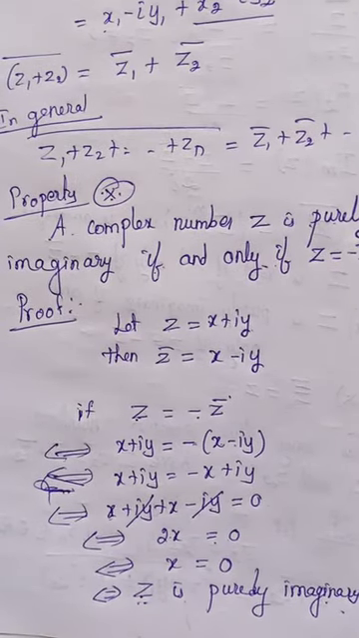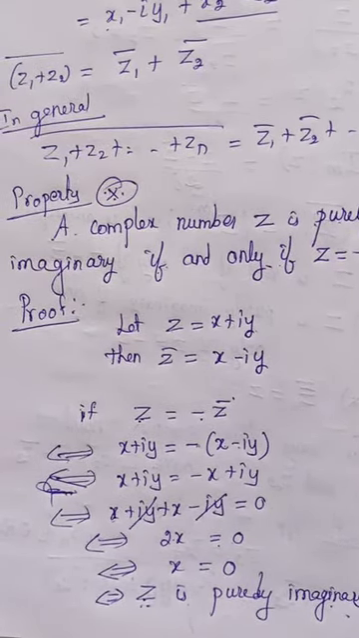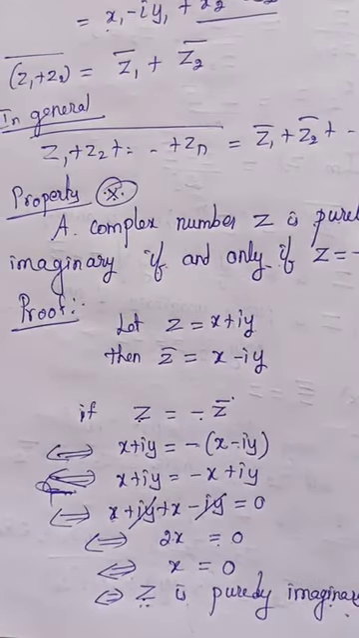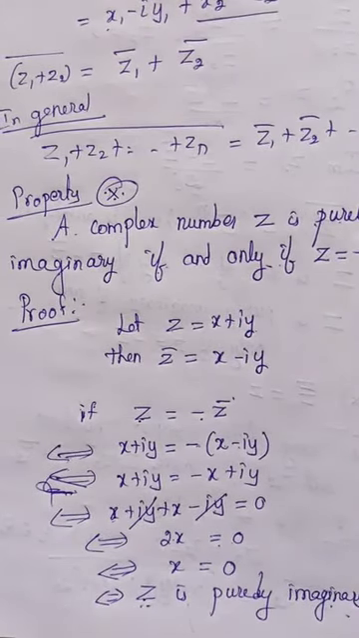Is that clear? In today's class, we did exercise 2.3 and we have learned a few properties of the complex conjugate. For z, the complex conjugate is z bar, just change the sign of i. This is the new thing we learned, and one homework is given.